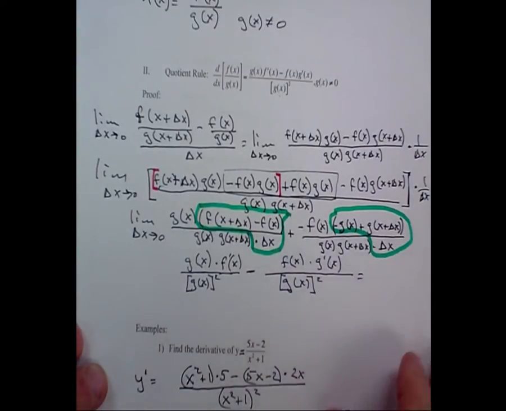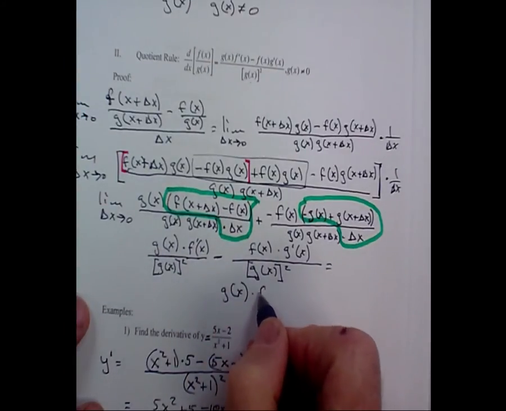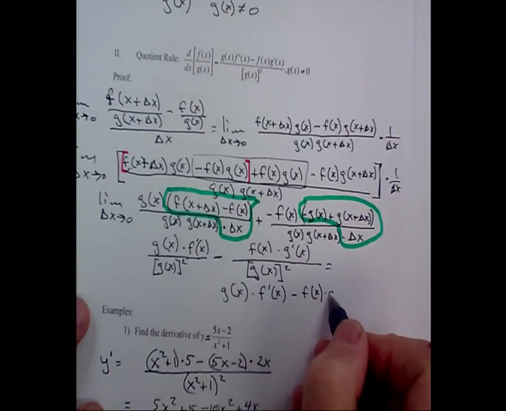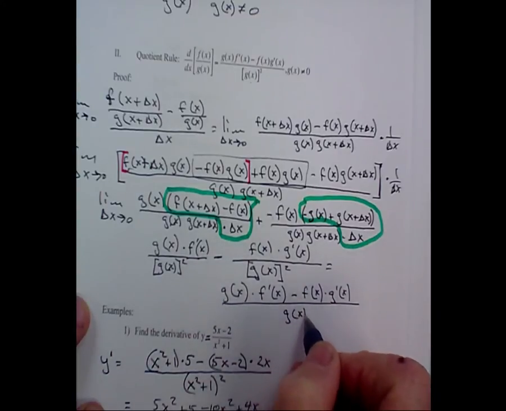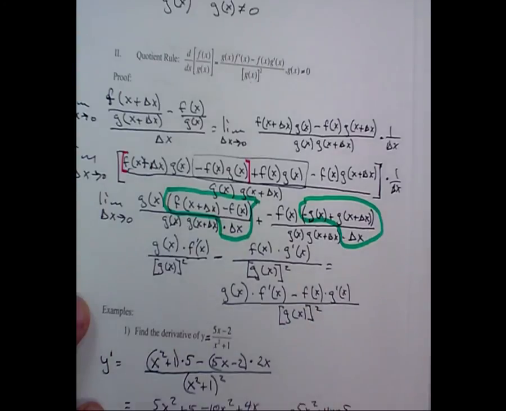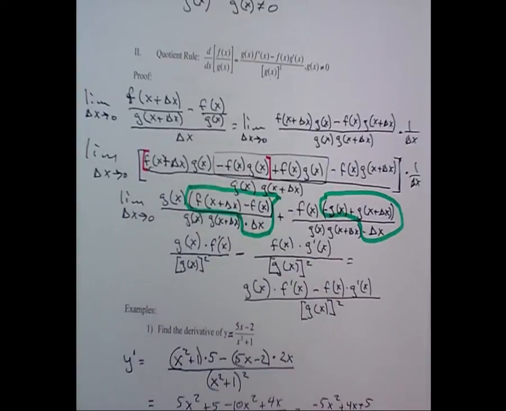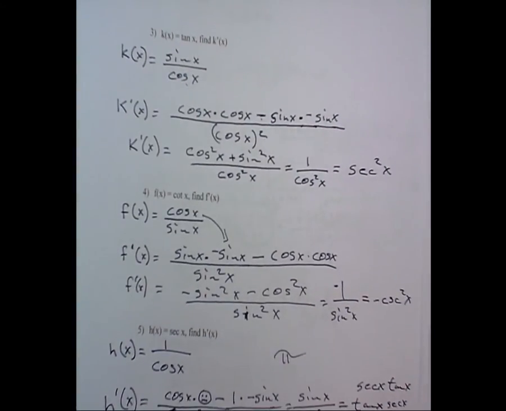And so the answer to this is going to be g of x times f prime of x minus f of x times g prime of x all over g of x squared. And that's the quotient rule. Okay, this you might do on a quiz. These back here, I guarantee you that one or more of those is on a test, because they're pretty straightforward.